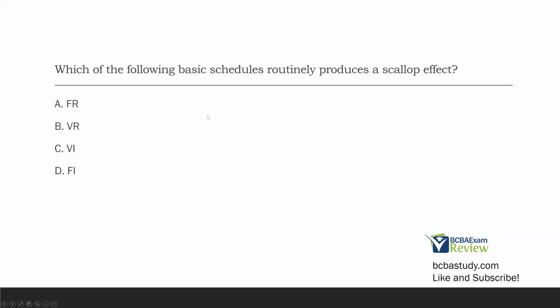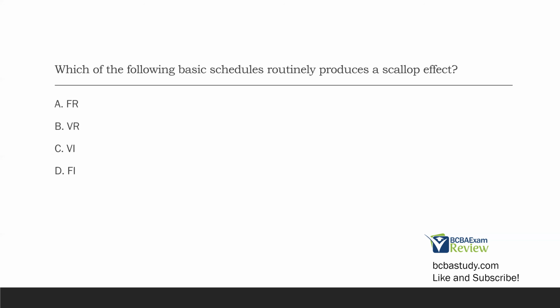Which of the following basic schedules routinely produces a scallop effect? You've probably seen this question 100 times if you've been studying, if you've been reviewing. It's a very common question because it is something you need to know about basic schedules. Now, you can think through it because it makes sense fundamentally, okay? Because with a scallop, we are looking at sort of a curved upwards effect. The reason that's occurring is because after reinforcement is delivered, there's a post-reinforcement pause. So our line, you could say, is flat. And then responding starts to increase. So we start to develop a scalloped, curved effect.